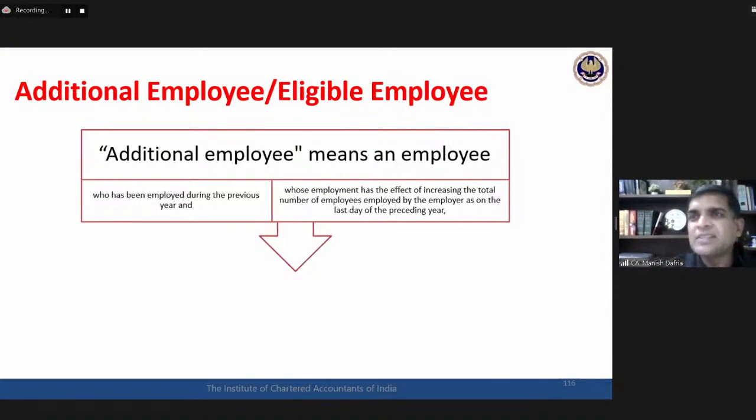For getting this 80JJAA deduction, the basic requirement is this: there has to be a net increase in the number of employees. If we are talking about financial year 2021, then the number of employees as on 31st March 20, this number should go up. During 2021, I should have a net increase. As on 31st March 20, I was having 100 employees. Now there has to be a net increase over this 100. So my total number of employees should go up. Whatever was my number of employees as on the last day of the preceding year, that number should go up.